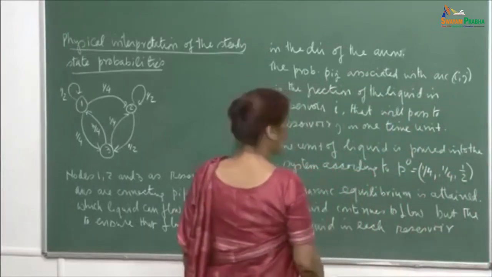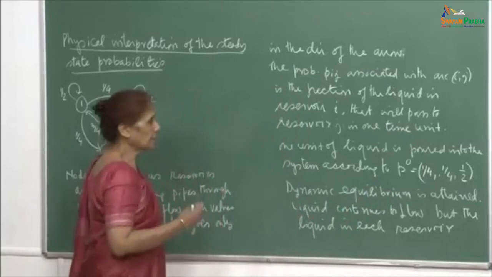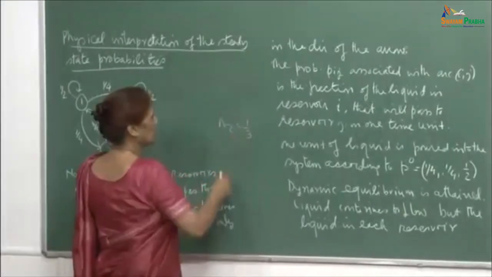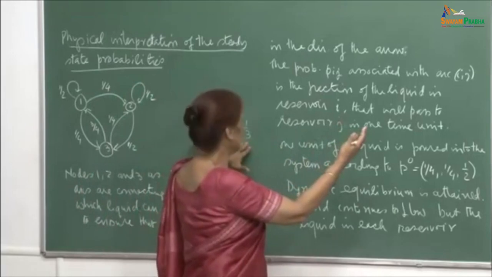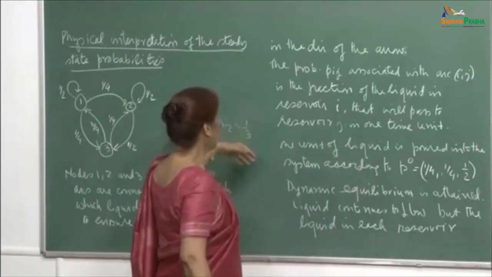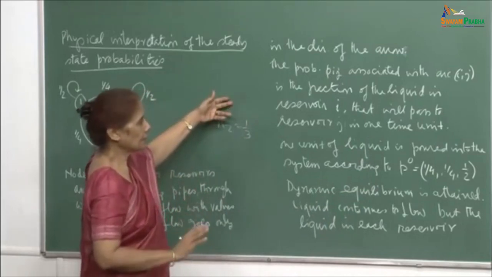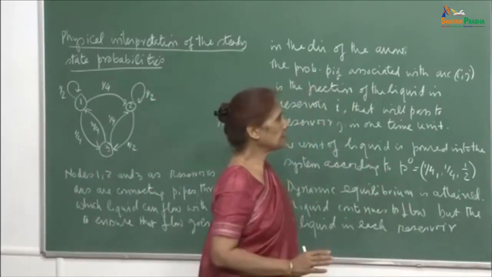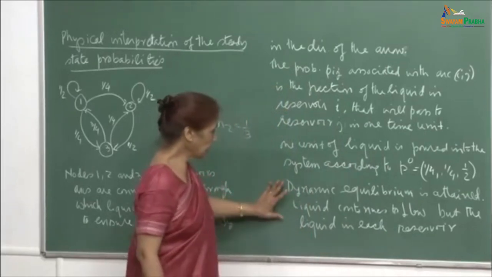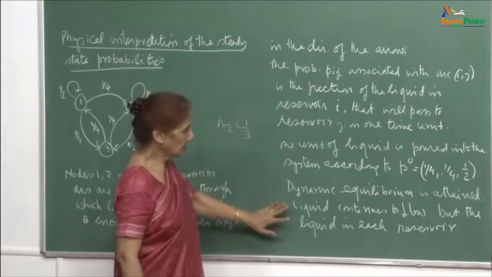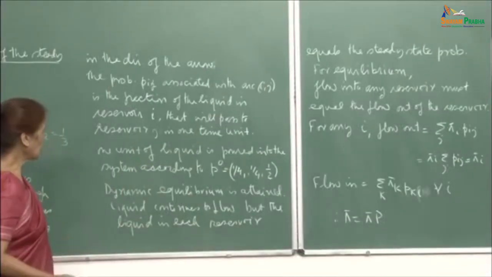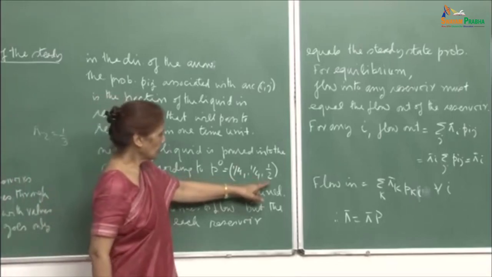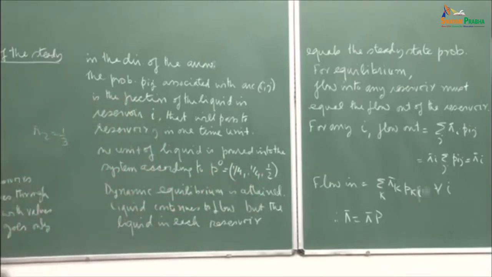I do not have the numbers here, but we had computed pi 1, pi 2, pi 3. For example, I remember pi 2 was 1/3. So, pi 2 means that reservoir 2 will have 1/3 of the liquid, pi 1 would represent the amount of liquid in reservoir 1, and pi 3 will be the amount of liquid present in reservoir 3. Okay. So, this is the interesting part: equilibrium will be attained and the liquid will continue to flow according to this plan, but even though the starting amounts were different, each reservoir will settle down to the amount of liquid according to these steady state probabilities.